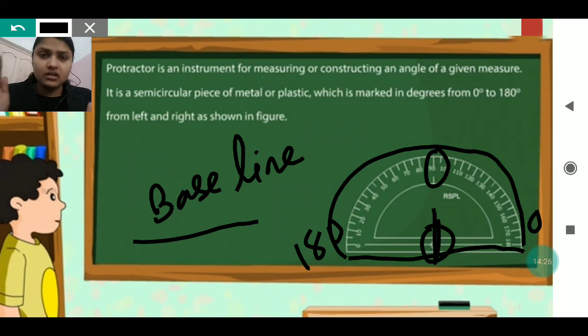then the degree will be lesser. If it is open much, then the degree will be greater. Either the arms are open much or closed much, but we have to do the measurement by keeping the center of the protractor on the vertex. Okay, and then we have to do the measurement.